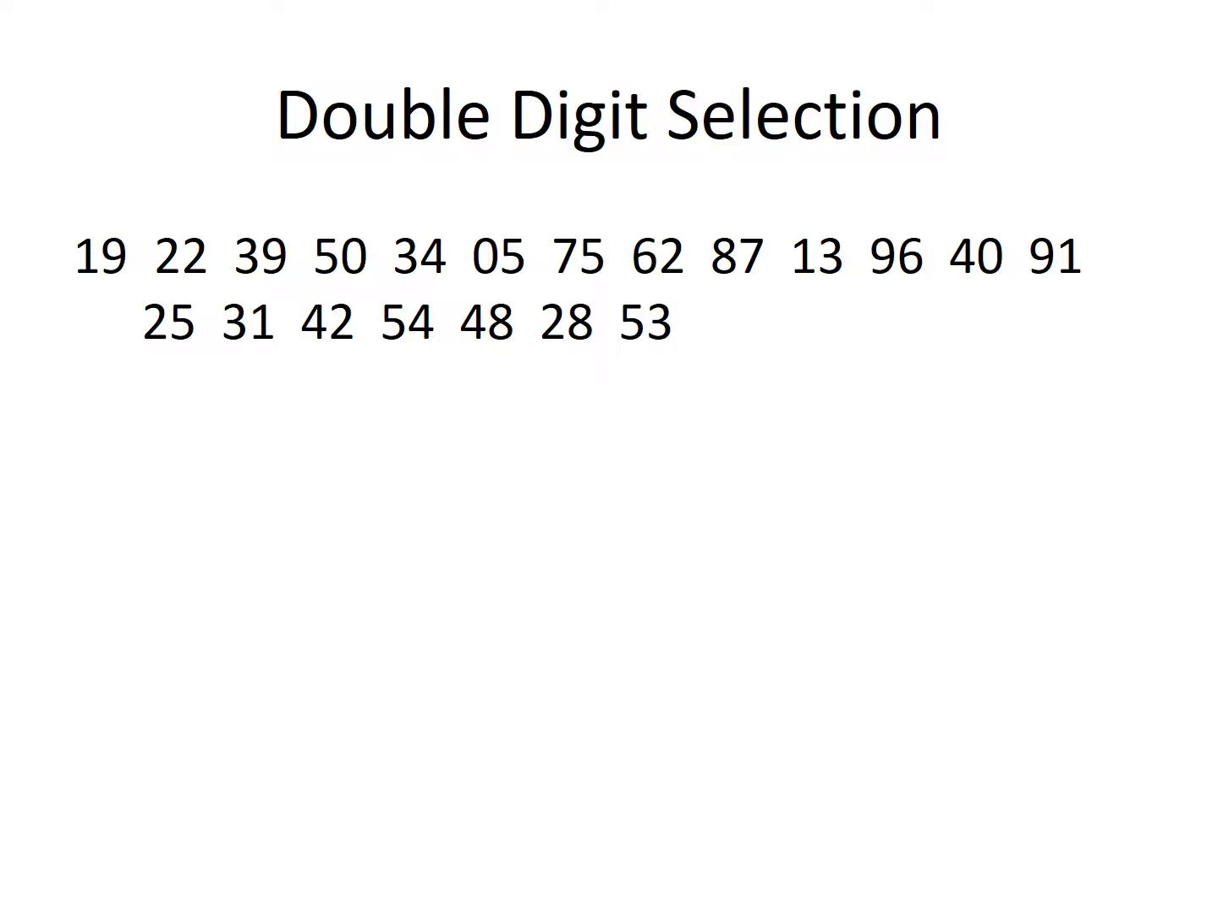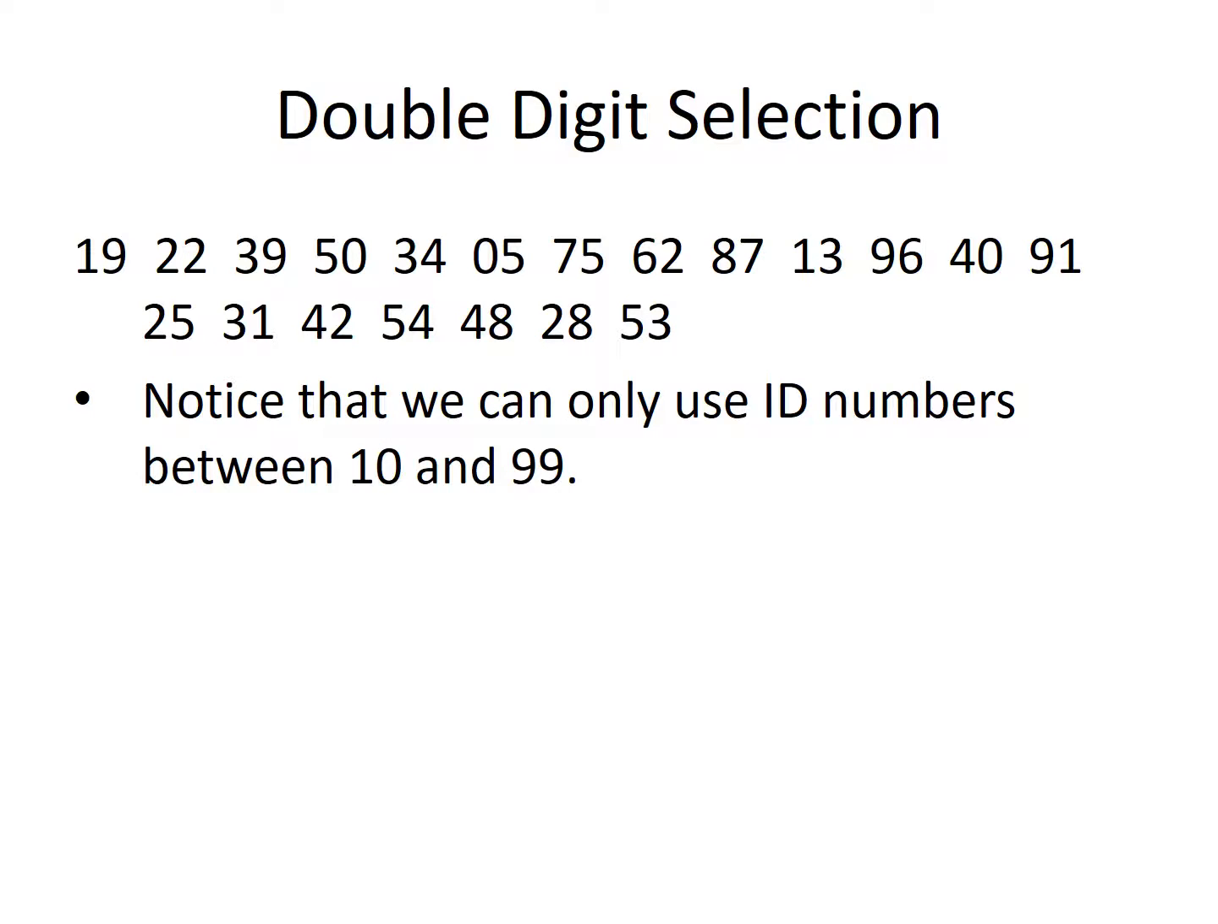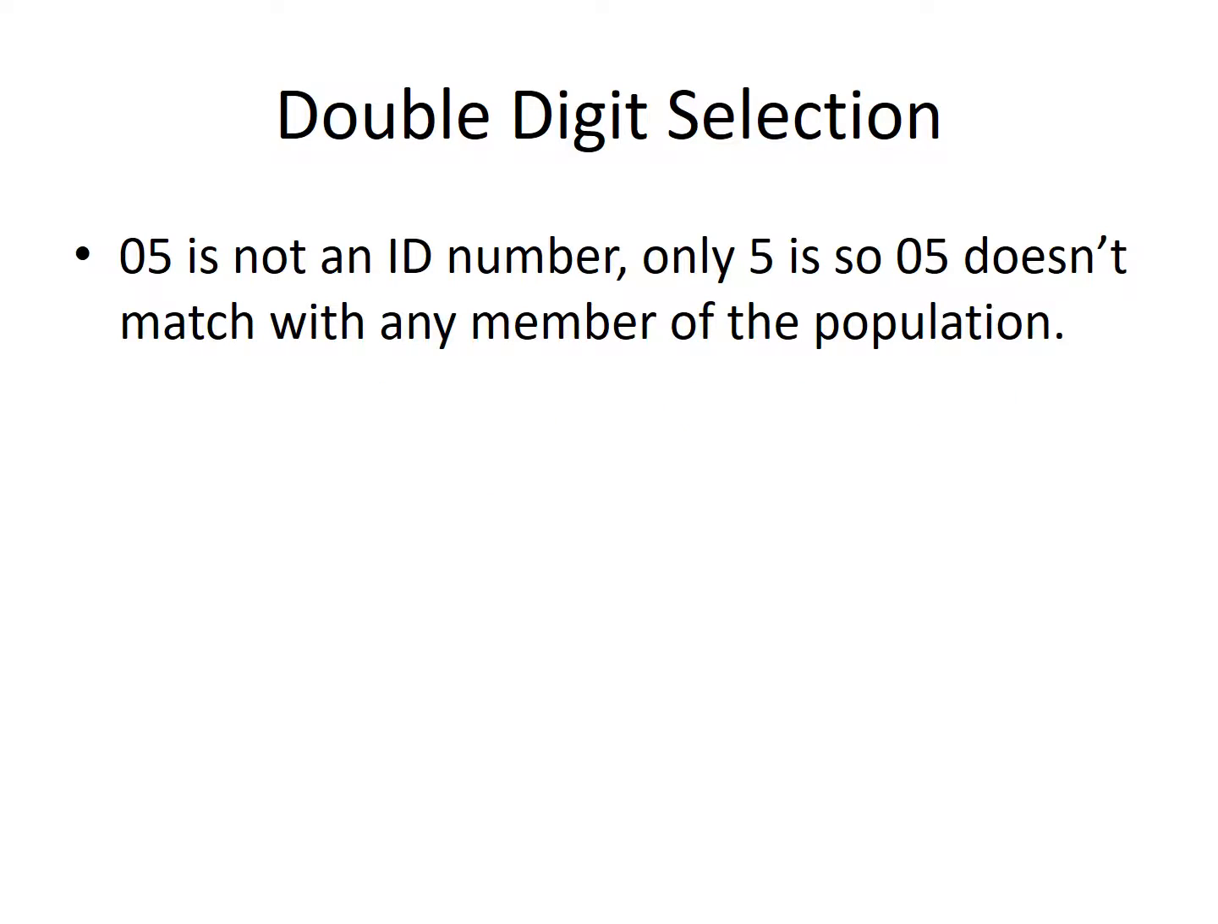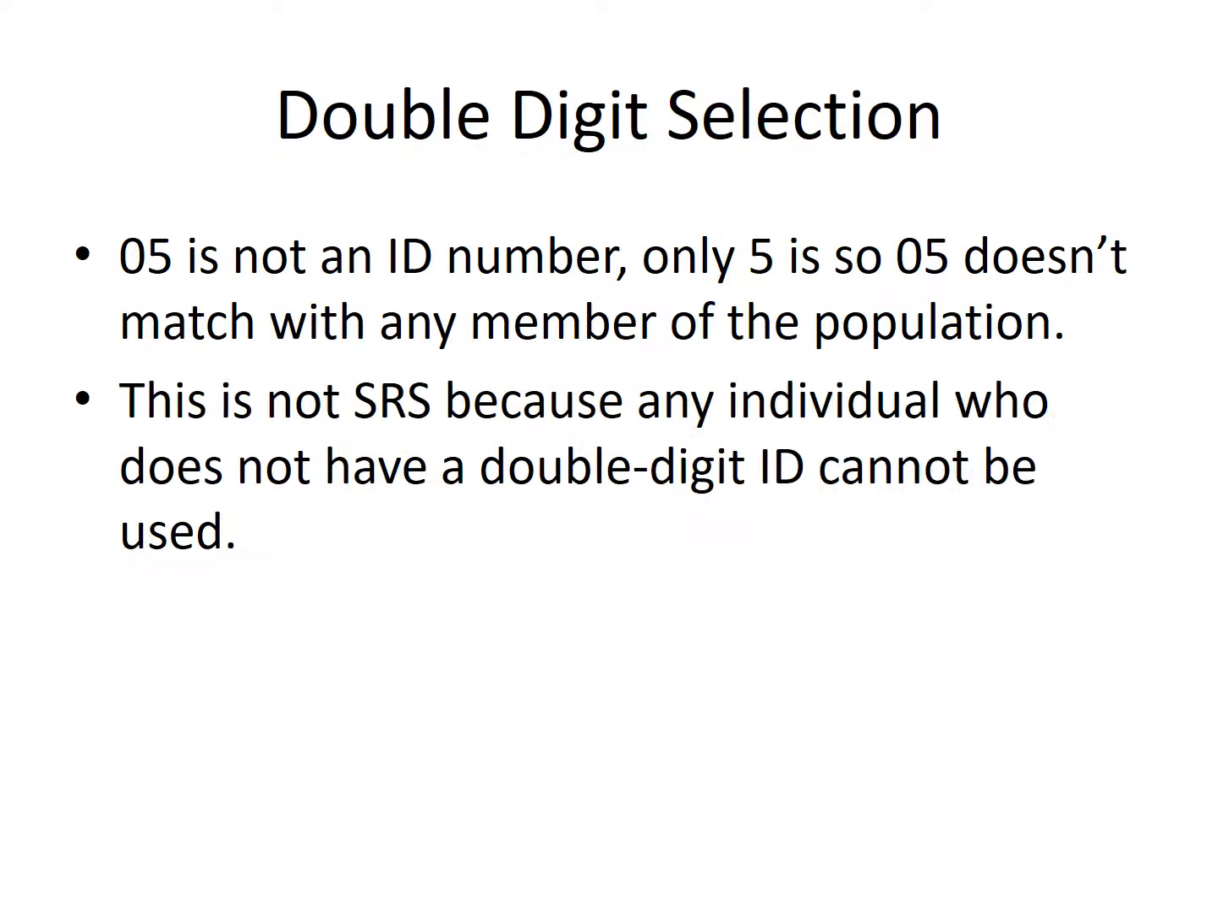For double-digit selection, we have broken up that row so that pairs of random numbers are now clearly seen here. Notice that we can only use identification numbers between 10 and 99. For double-digit selection, 05 is not an ID number, only 5, according to the way that we identified our members in our population. So 05 doesn't match with any member of the population. So this is not a simple random sample because any individual who does not have a double-digit ID cannot be used.